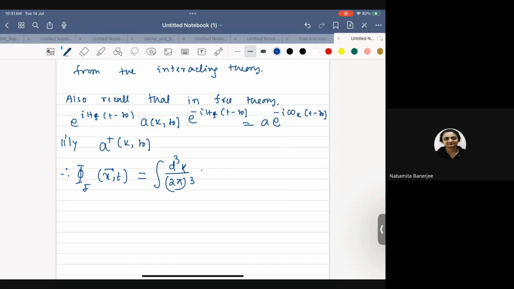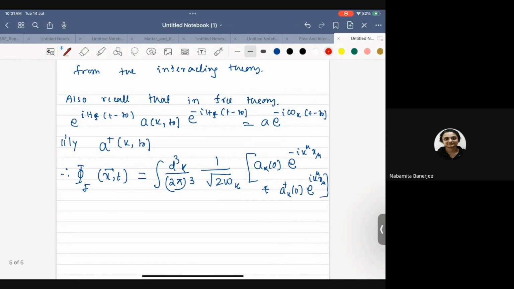This is what I meant when I said that I know it, I understand it. What I meant really is that I know it in terms of A_k exponential of minus i k dot x plus A dagger. Now I'll do what you wanted me to do, write it in 4-vector notation: A_k0 exponential of minus i k_mu x^mu plus A dagger k0 exponential of i k_mu x^mu.